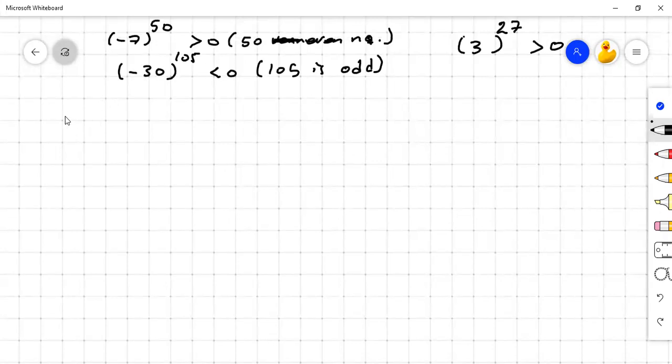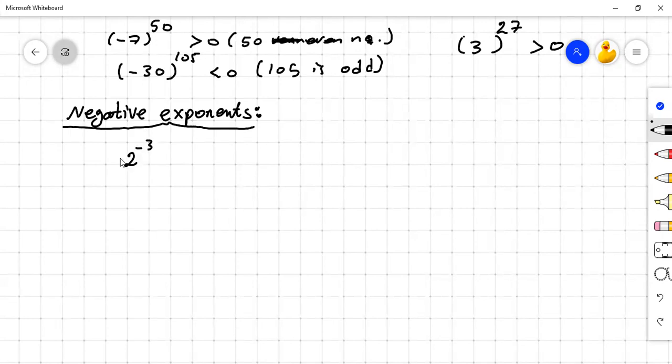First, I'm going to talk about the negative exponents. Like if we have, for example, 2 power minus 3. What is 2 power minus 3? If we use the calculator to calculate this number, it gives 1 over 8. And 1 over 8, we know that 8 is 2 exponent 3.